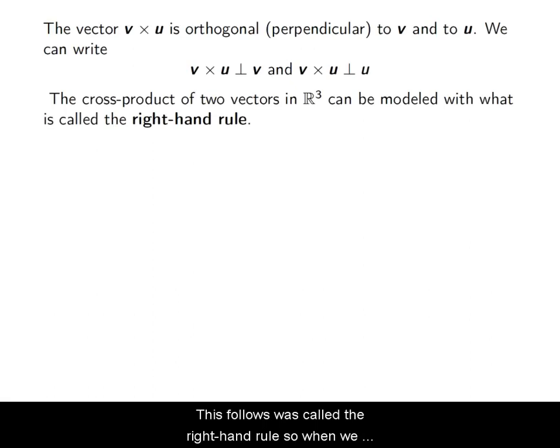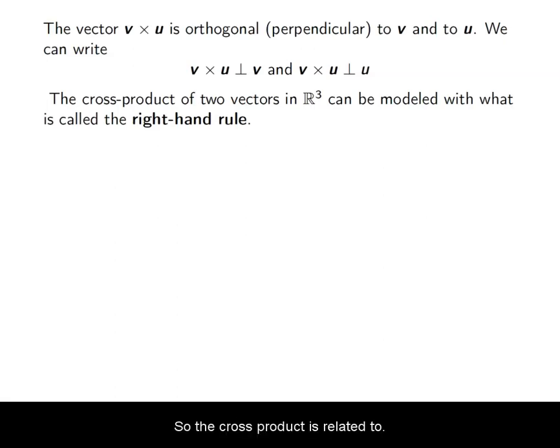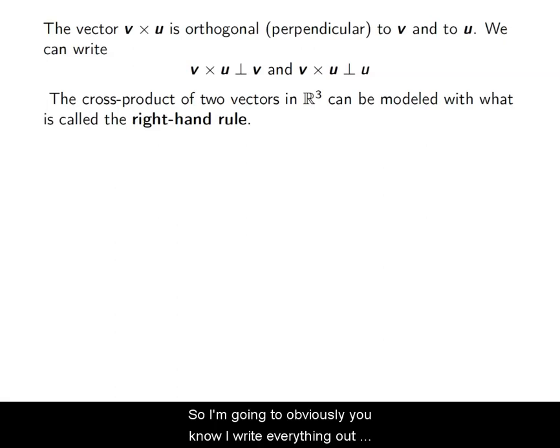All right. This follows what is called the right-hand rule. When we get into physics, we get into bigger topics, even in Calculus 3, which is called torque. So the cross product is related to torque. We're not going to get into it right now, but what is important is what is called the right-hand rule. I write everything out, but let's take a moment to just verbally explain this.